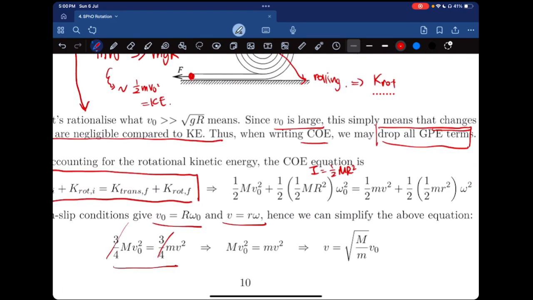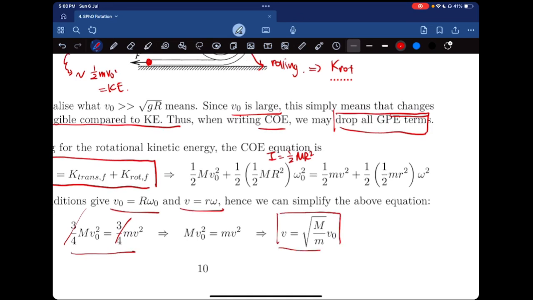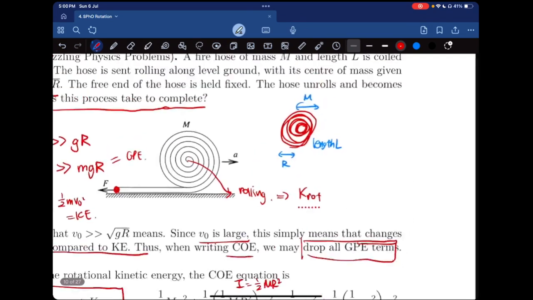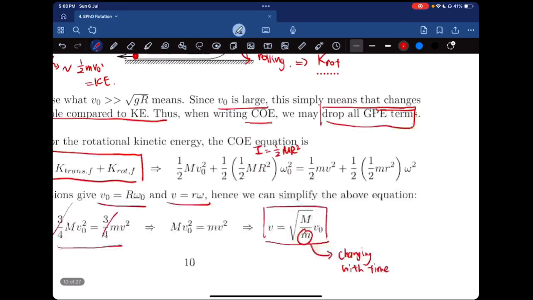Now, this is very nice. You can cancel the 3/4 and you can get v in terms of big M, small m, and v naught. So now, small m is the one that's changing with time. Oh, by the way, the small m is referring to the mass here, the mass that is rolling. So yeah, in case there's some confusion here.